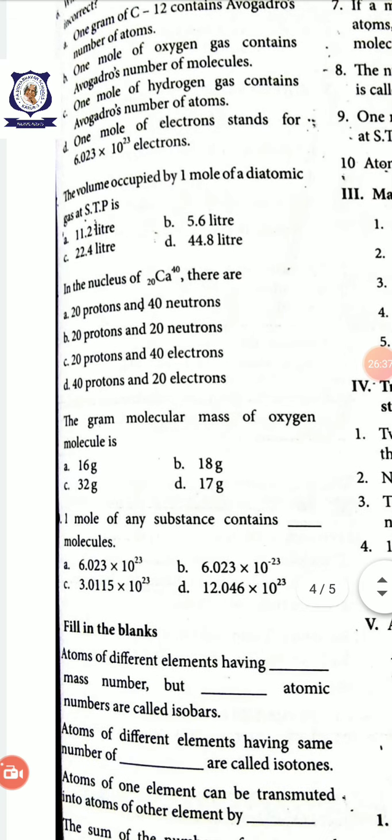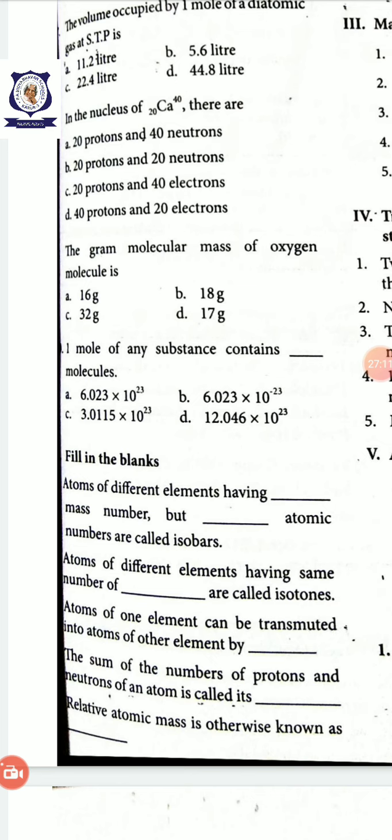The gram molecular mass of oxygen molecule is 32 grams. Atomic mass of oxygen is 16. In molar mass, that means molecular mass, O2, so 16 into 2, 32 grams. 1 mole of any substance contains how many molecules? Avogadro number of molecules. What is Avogadro number? 6.023 into 10 power 23.